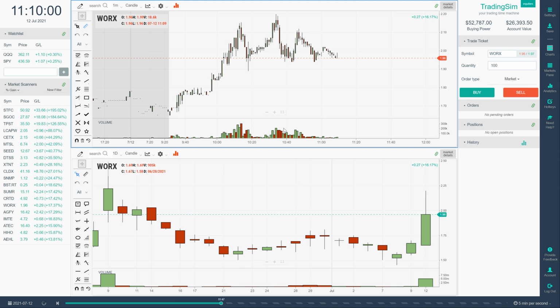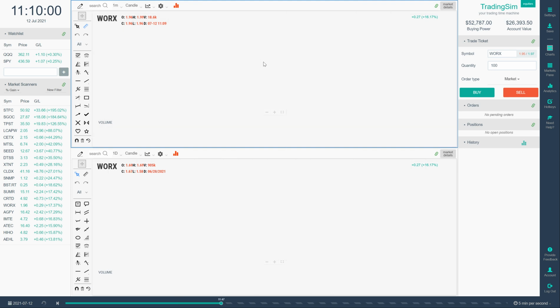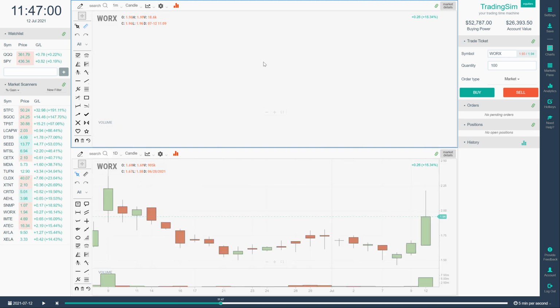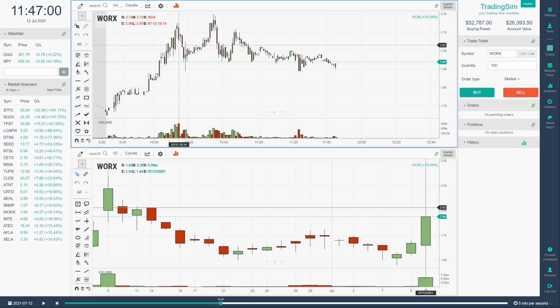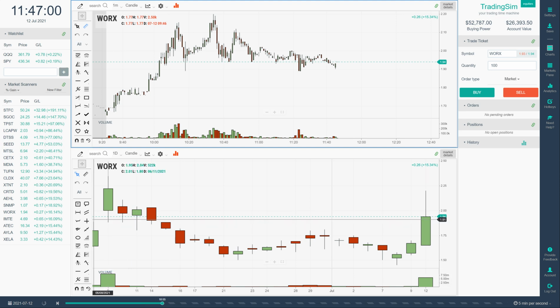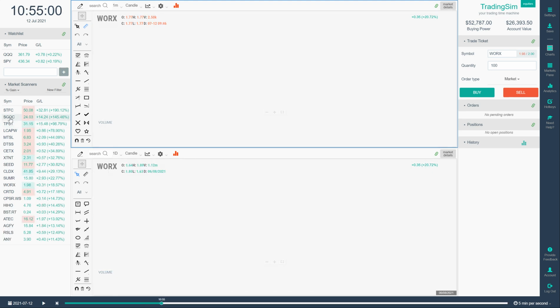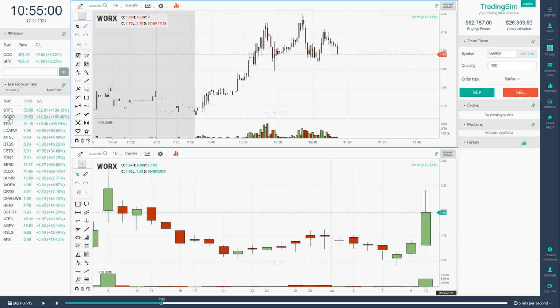As we move forward in time, just to see what works and what doesn't, we'll notice that WORX, no pun intended, does not work for this morning. So we can choose another one. Let's move our time frame back to 10:56. The reason I'm doing that is because I like to choose stocks that have some volume off the open and then put in a consolidation.